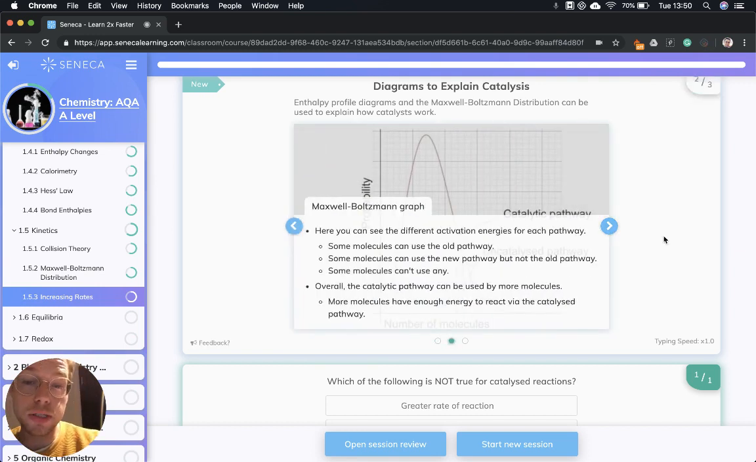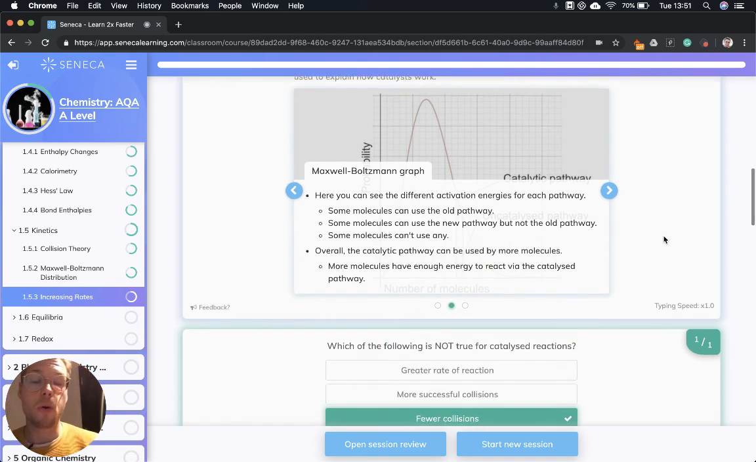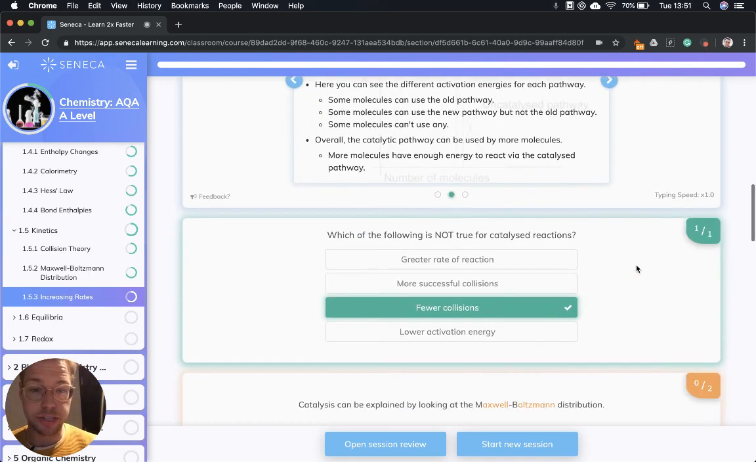On a Maxwell-Boltzmann graph, we can see that if we add a catalytic pathway, more molecules have enough energy to react via the catalyzed pathway. And that is because more molecules will be able to reach the activation energy, because with the catalyst the activation energy is lower, so more molecules will have the required energy to react.